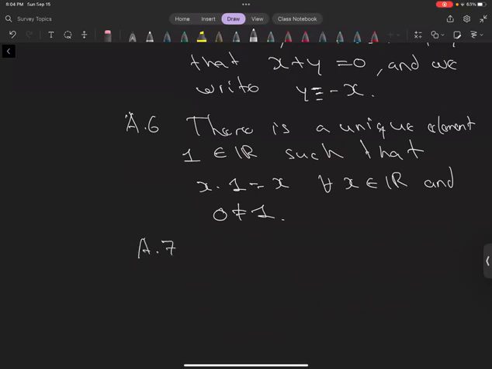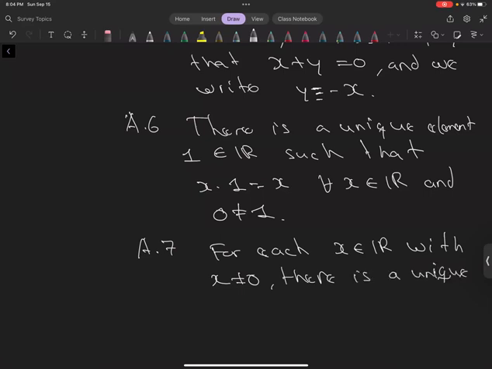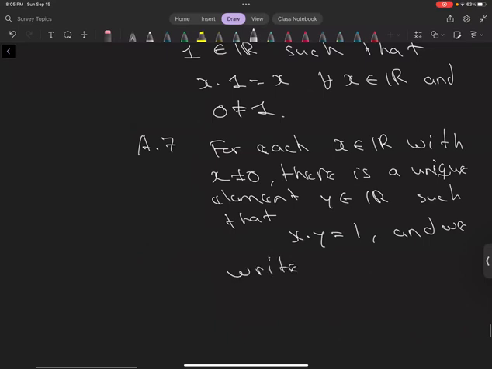Axiom 7: for each x that is a real number with x different than 0, there is, and this is the inverse of the multiplication, a unique element y that is a real number such that x times y equals 1, and we write y equals x inverse, or y equals 1 over x. Okay.